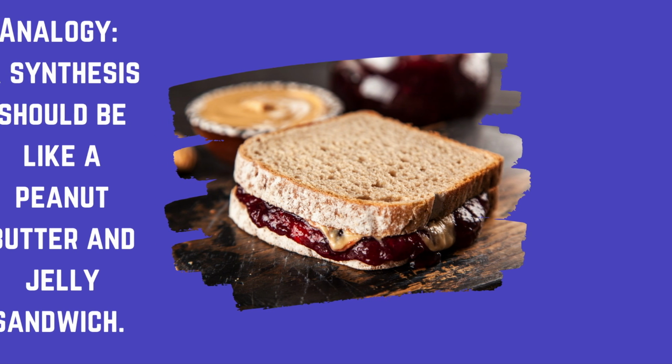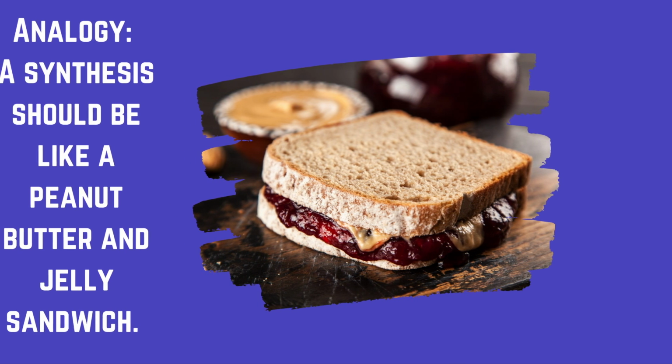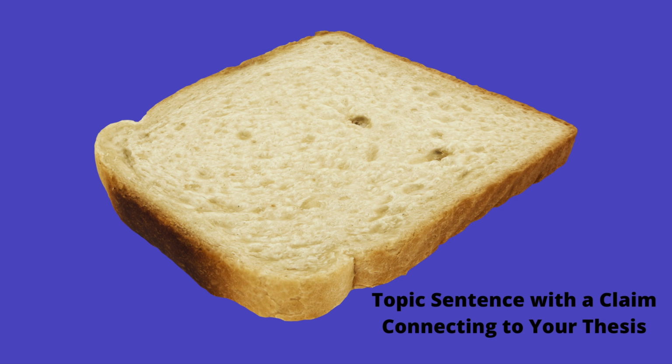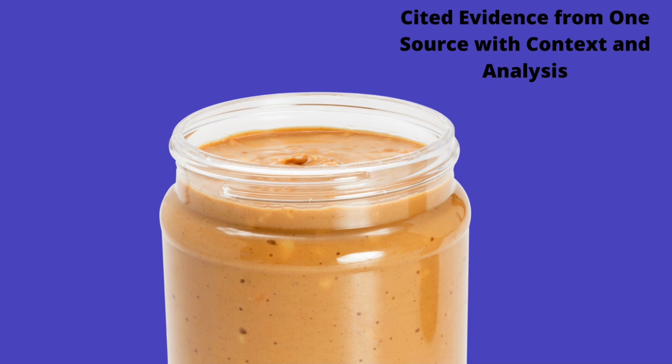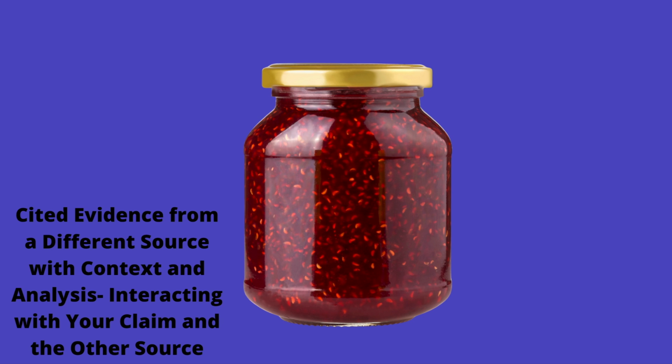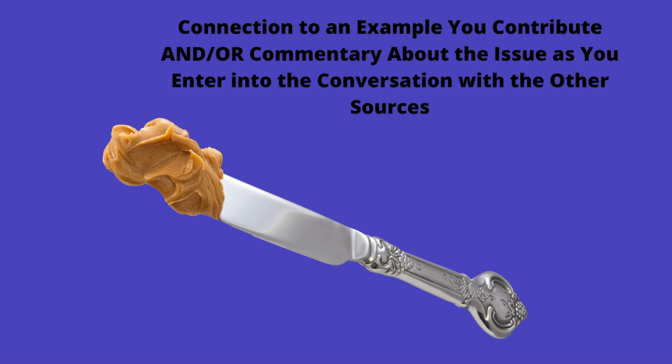So here's the analogy. A synthesis should be like a peanut butter and jelly sandwich. The topic sentence with a claim connecting to your thesis, well, that is a piece of bread. The cited evidence from one source with context and analysis, well, that's some peanut butter. The jelly here is cited evidence from a different source with context and analysis interacting with your claim and the other source. Your knife spreads it all together, and that is a connection to an example you contribute and/or commentary about the issue as you enter into that conversation with the other sources.